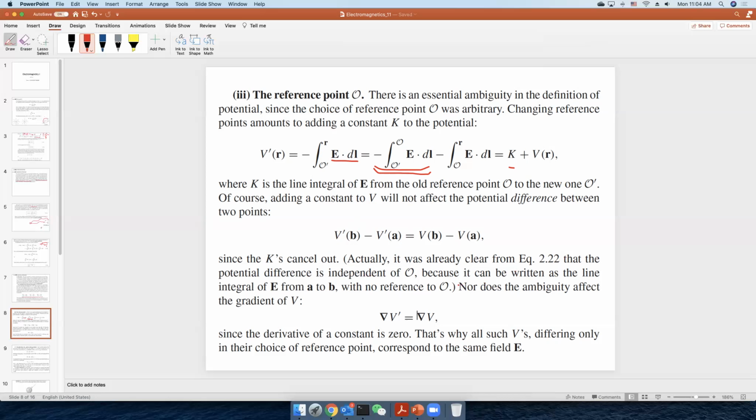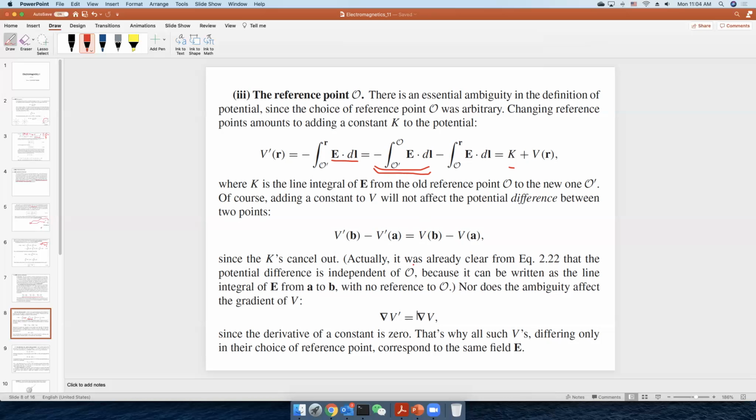So if we define the potential difference from A to B to be delta V, then no matter whether you choose the reference phi or a new reference phi prime, delta V doesn't change. So delta V prime equals delta V. So the reference is not so important when you consider only the potential difference between two points.